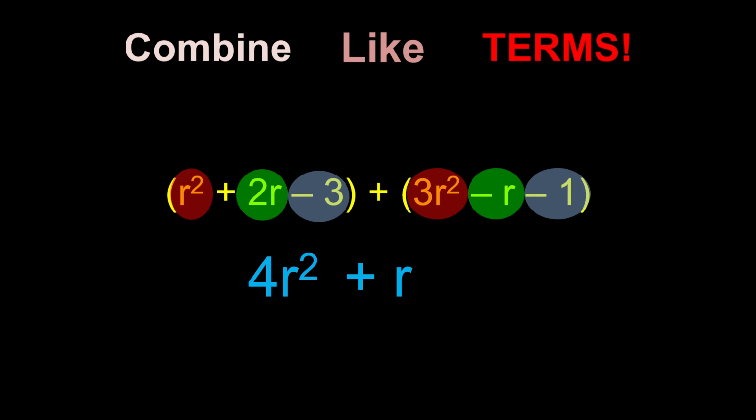Now these are both negative numbers, so it's really important to remember when you have the same sign and you're adding, that you add and then keep the sign. So negative 3 plus negative 1 is going to give me negative 4. At this point, our problem has been simplified and we are finished because there's no other like terms that can be combined.